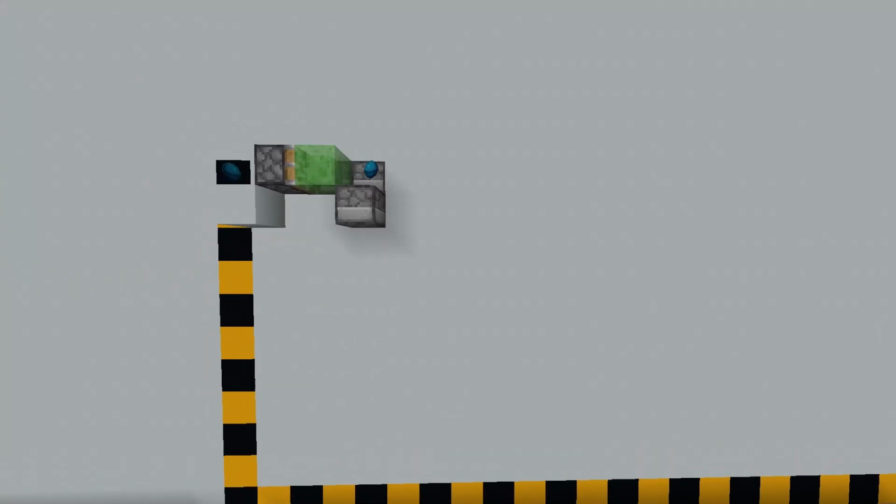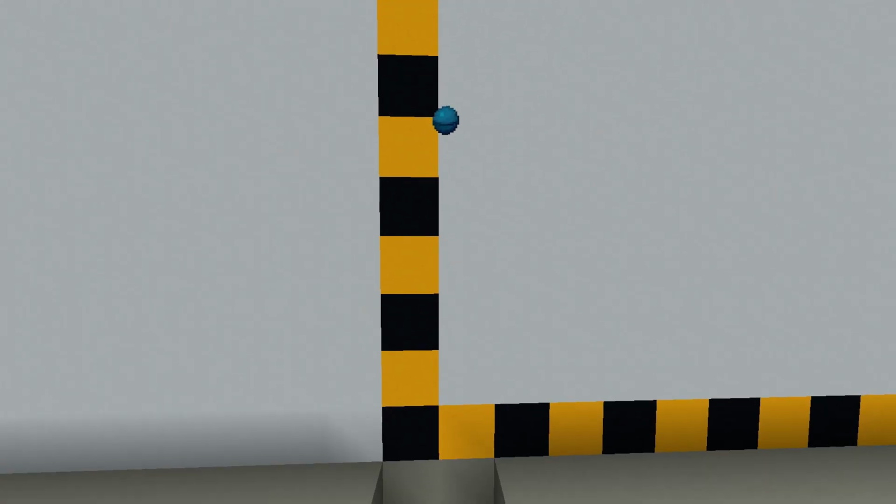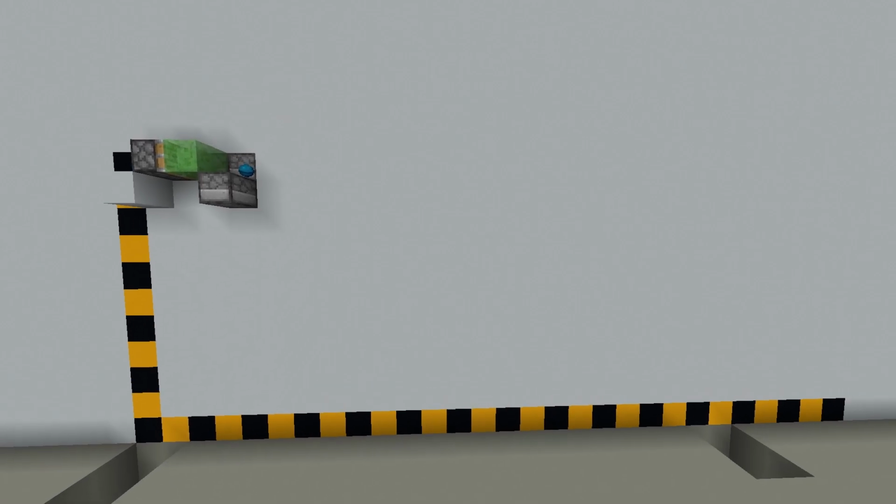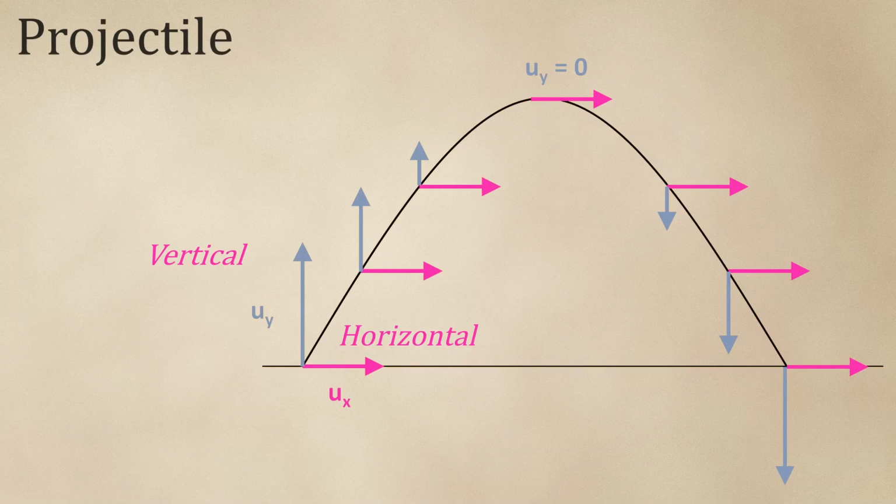Here is a classic physics problem. If you drop one ball straight down and throw another one horizontally at the exact same time, which one hits the ground first? Most people's instinct is that the dropped ball will hit first, since the other one has extra motion to deal with, but the reality is a bit more complicated. In projectile motion, vertical and horizontal components are independent.